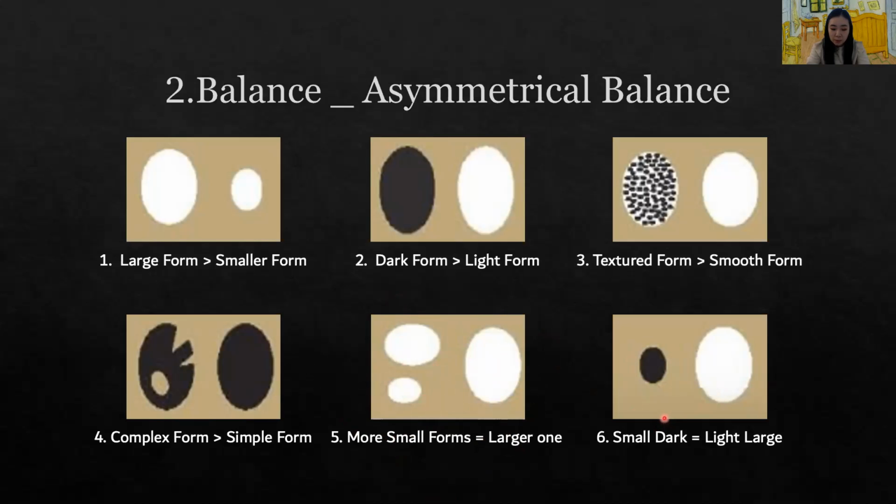And the last one, there is a dark and small form on the left side, and on the right side there is a large and light form. So a smaller dark form can balance a larger light one. These are the 6 most popular types of asymmetrical balance. Let me show you an example to apply one of these forms.